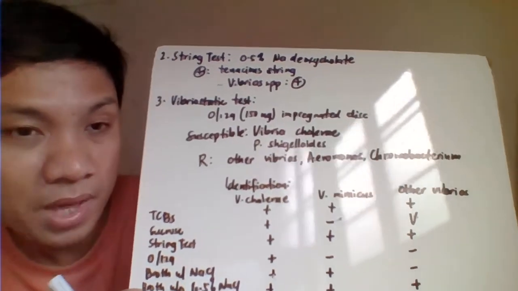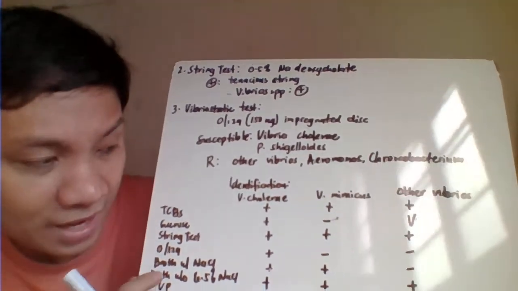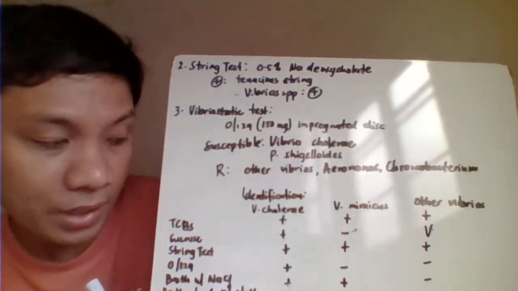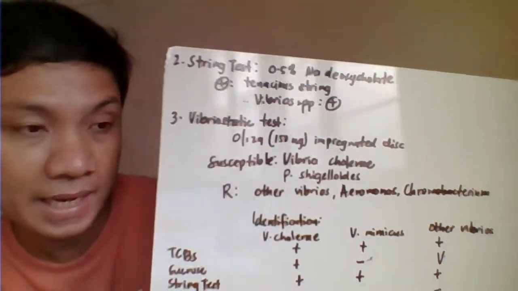Okay, we have here broth with 6.5% sodium chloride. So, lahat ng Vibrios natin, including your strict halophiles. Voges-Proskauer only give a positive result for your Vibrio cholerae.